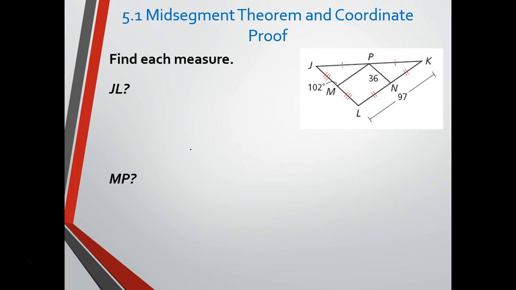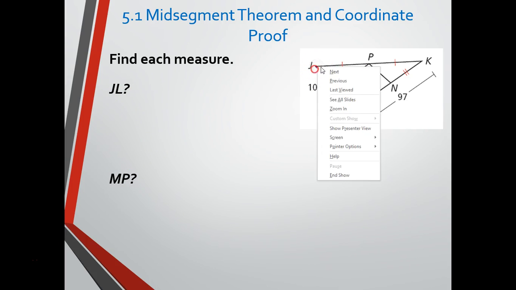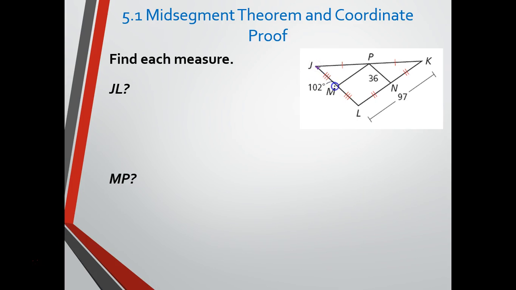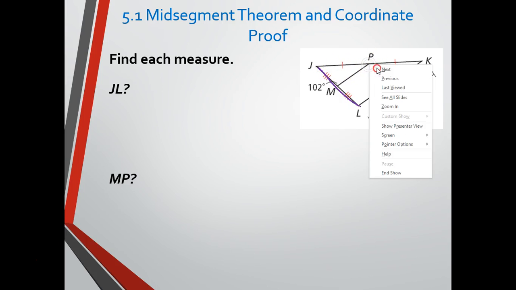Okay, very similar exercise to the last one. We're going to find each measure. Again, we are asked to find LJ and MP. So let's look at these. Or JL, not LJ. Okay, I'm going to highlight again this side. There's LJ, and it's parallel to this midsegment right here.